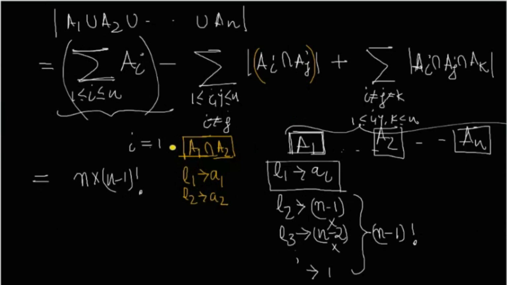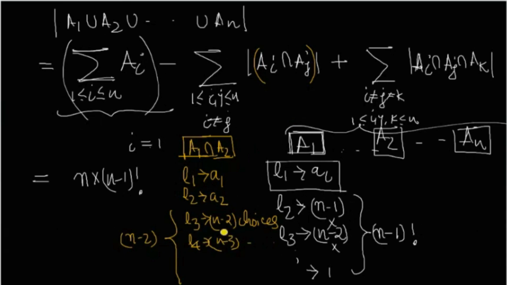A1 means letter L1 goes to A1. A2 means letter L2 goes to A2. But I don't care about the other elements. How many other elements do I have? I have n minus 2 elements. L3 will have n minus 2 choices. L4 will have n minus 3 choices, and so on. So this will turn out to be (n minus 2) factorial.